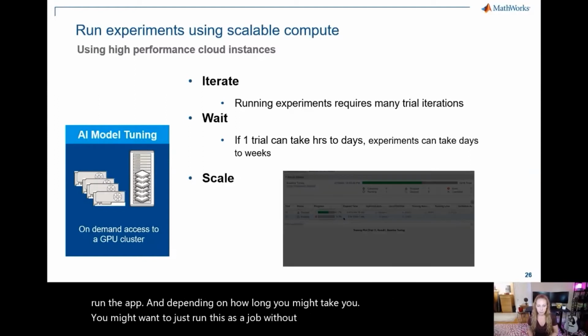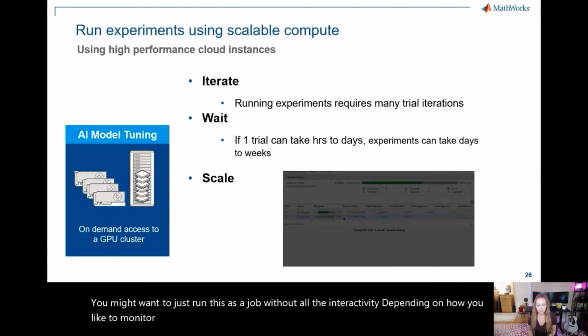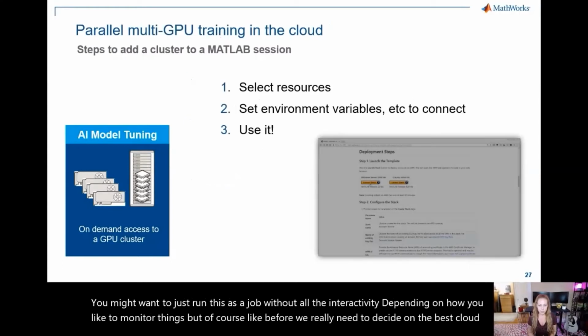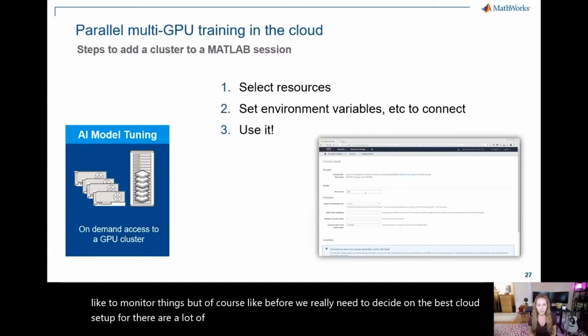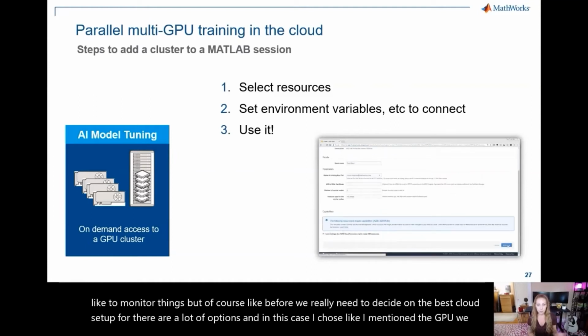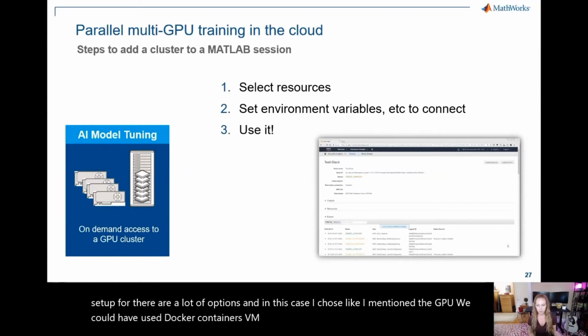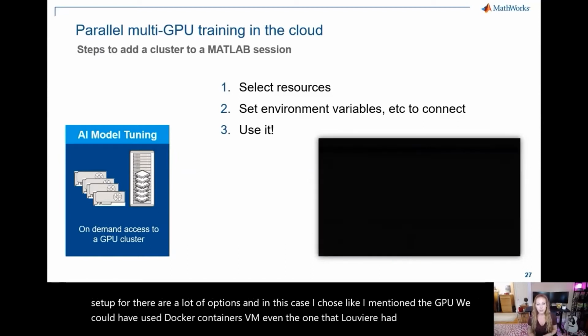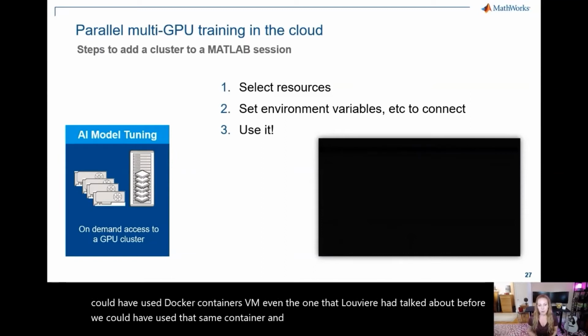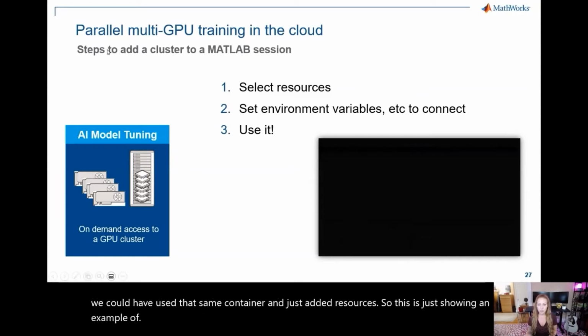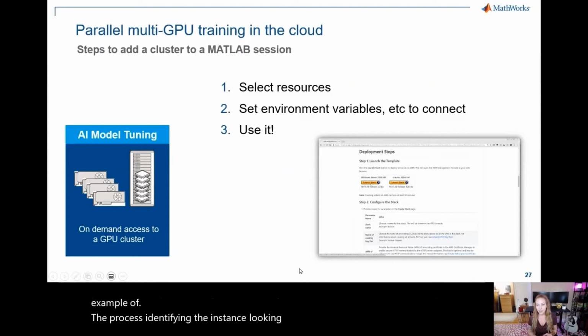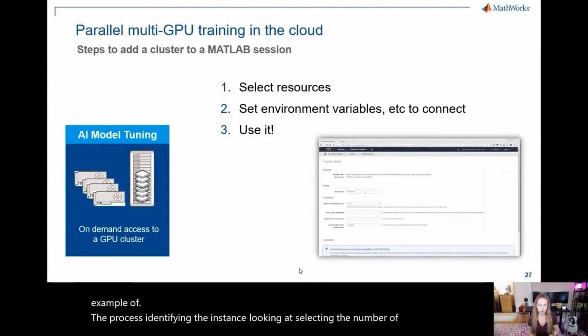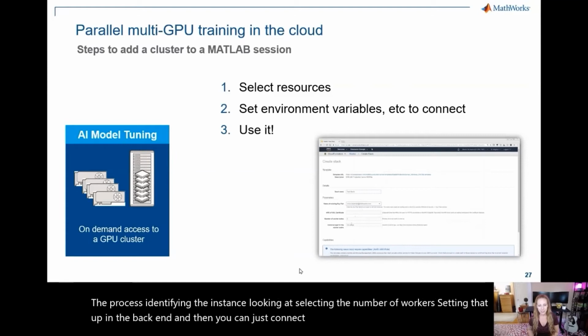But of course, like before, we really need to decide on the best cloud setup for you. There are a lot of options. In this case, I chose, like I mentioned, the GPU. We could have used Docker containers, VM, even the one that Lou talked about before. We could have used that same container and just added resources. So this is just showing an example of the process: identifying the instance, selecting the number of workers, setting that up in the back end, and then you can just connect your local environment, however you want to use that, to use those provisioned resources.